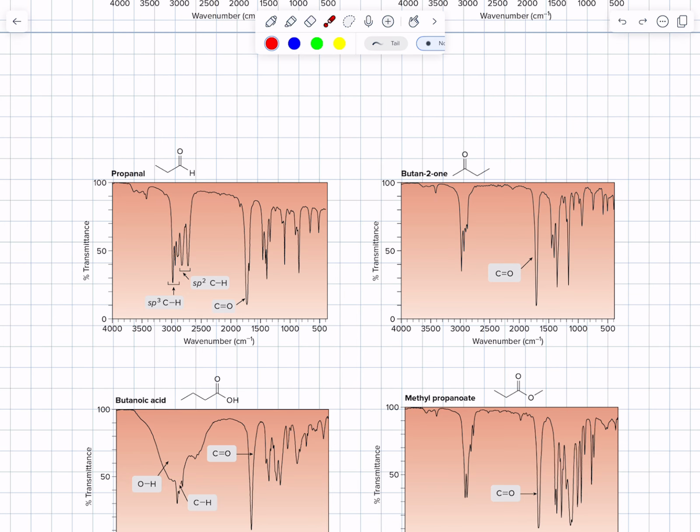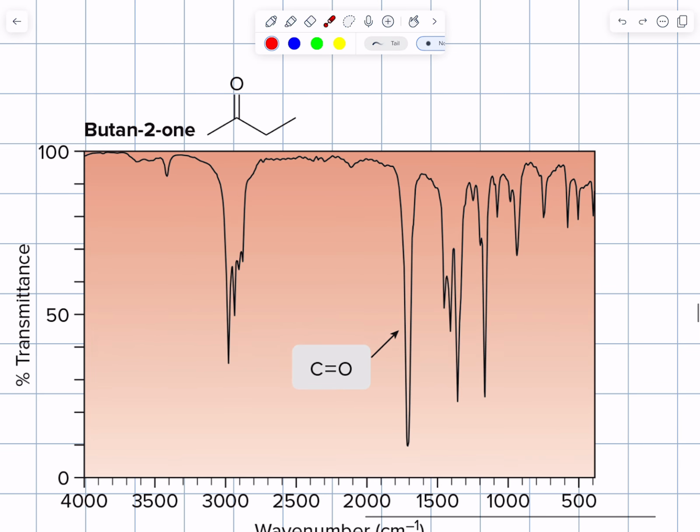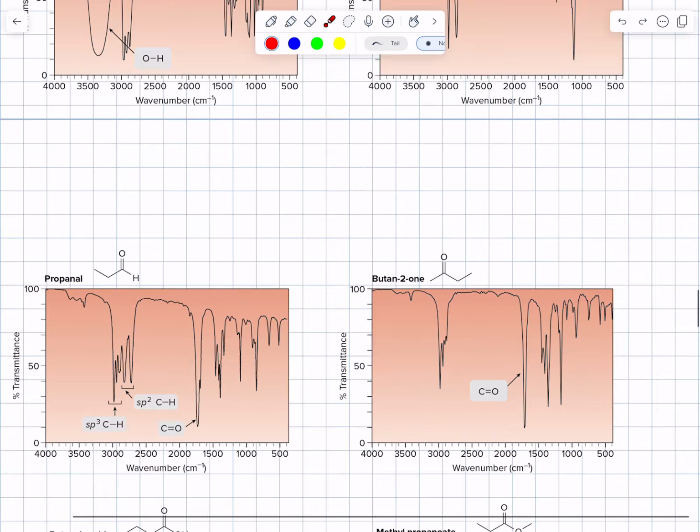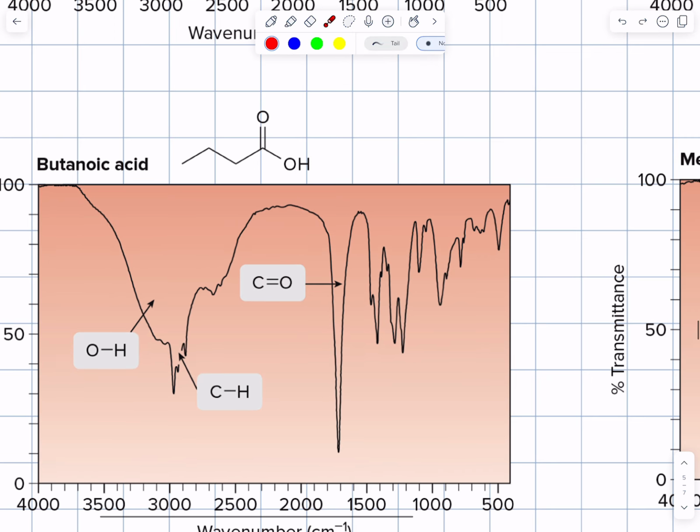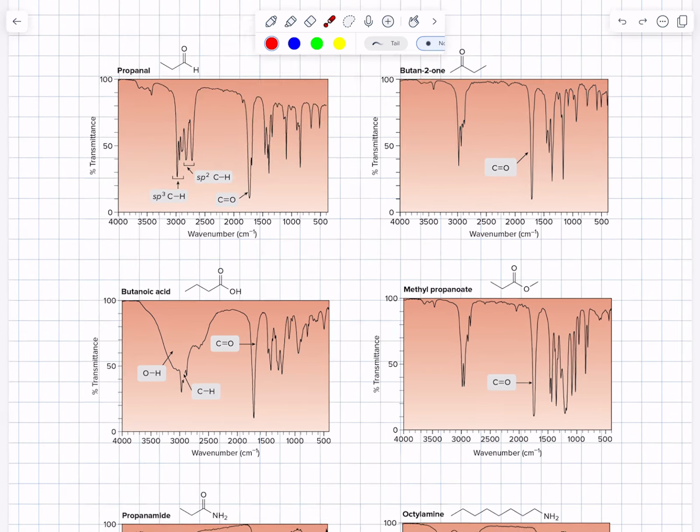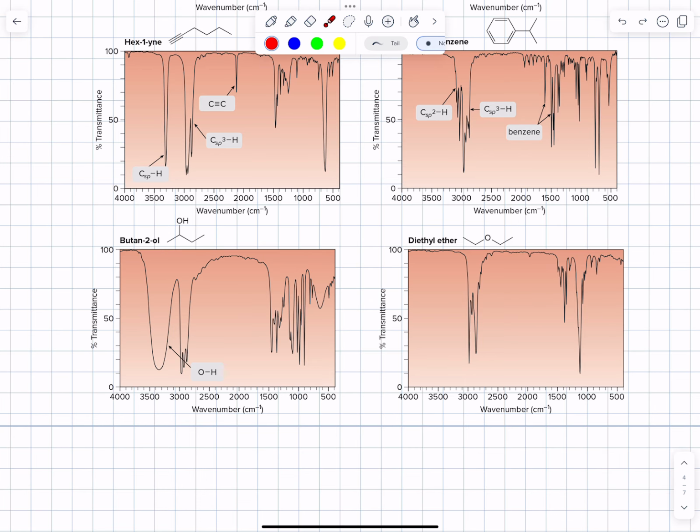Couple more. We won't worry about the aldehyde. Here is a ketone. Notice, yep, got carbon-hydrogen bonds, but notice the key feature, the strong, deep, narrow carbon-oxygen double bond at around 16 to 1700. Here is a carboxylic acid. Carboxylic acids generally have the OH stretch overlapping with the CH stretch, in contrast to if it were just an alcohol where they are separate.